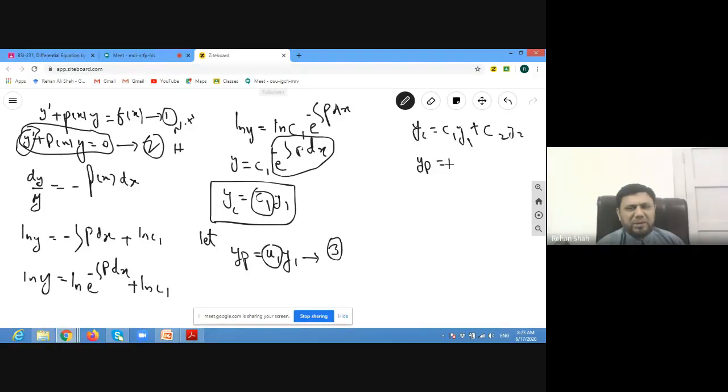So what is your yp in this case? yp will be u1 y1 plus u2 into y2. This will be your yp. You only change the constant of integral. If there are two constants of integral, you replace them by two unknown functions, u1 and u2. If there are three, you change them into u1, u2, u3. If there is only one, you replace it by u1. Is this clear so far?